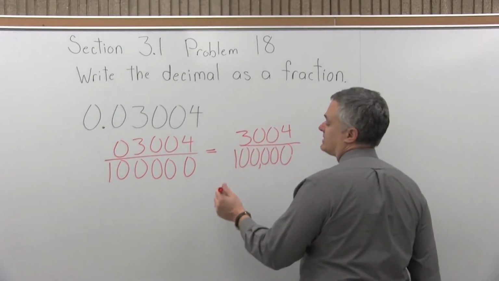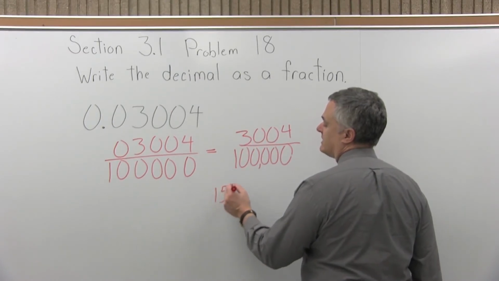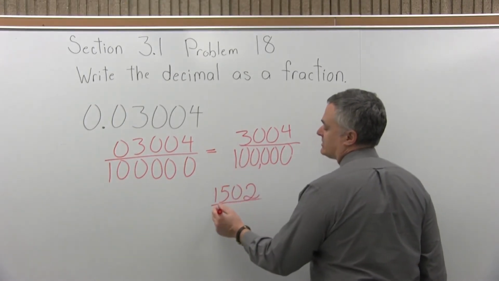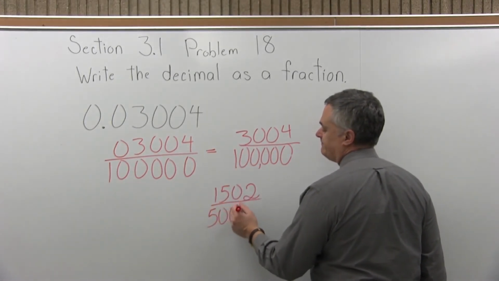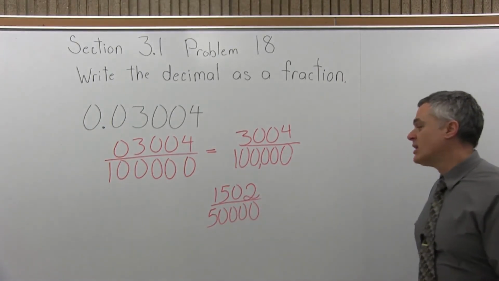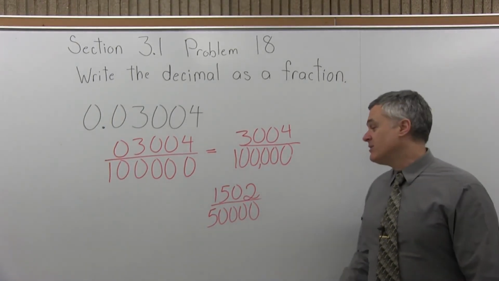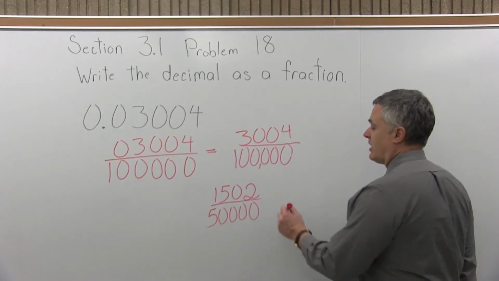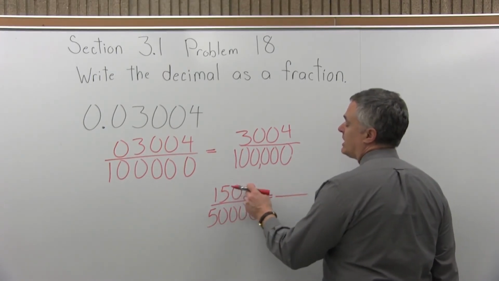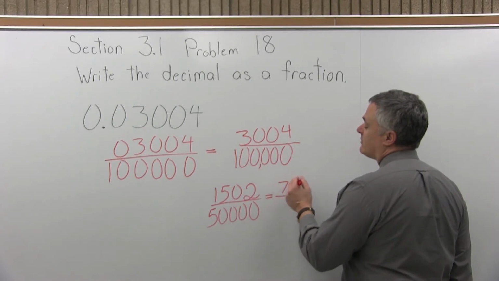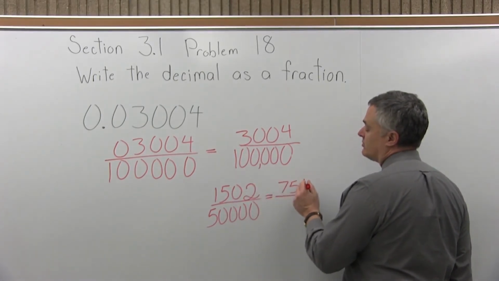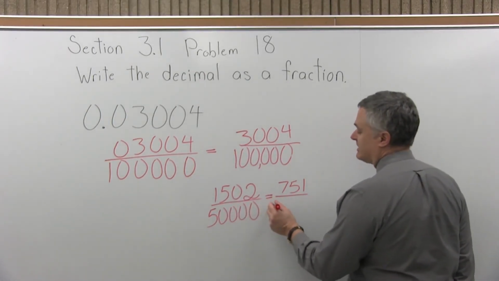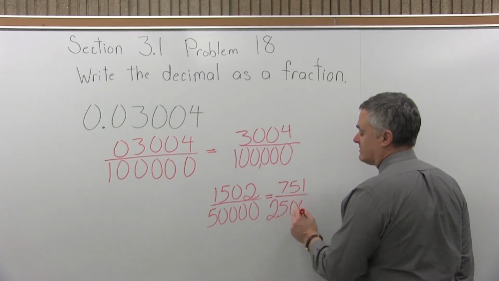So half of 3004, well, half of 3,000 is 1,500, so because of the 4 it'll be 1,502. Half of 100,000 is 50,000. So I have 1,502 over 50,000. Now, they're both still even, so I can reduce at least by 2. So, half of 1,502, I know half of 1,500 is 750, but because of the 2, it'll be 751. And then half of 50,000 is 25,000.